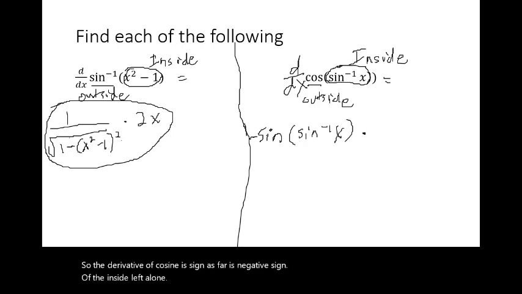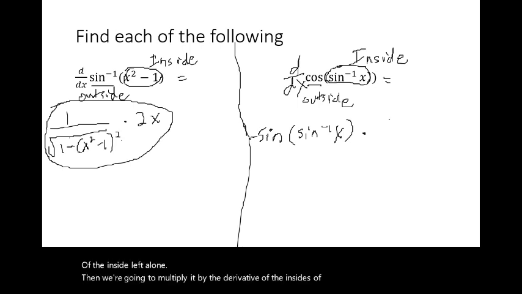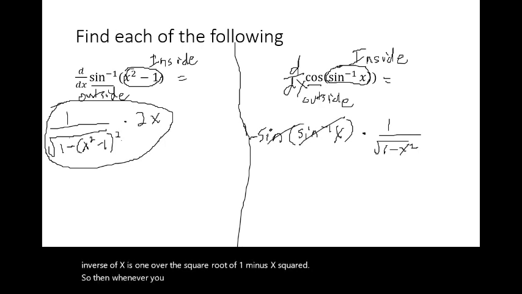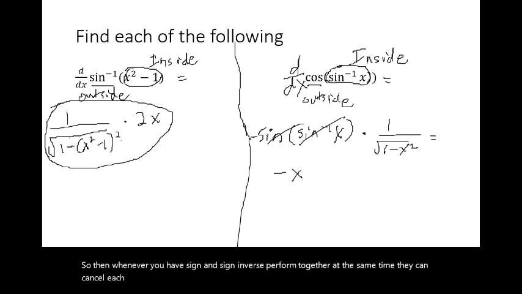Then we're going to multiply it by the derivative of the inside, so the derivative of the sine inverse of x is 1 over the square root of 1 minus x squared. So then, whenever you have sine and sine inverse performed together at the same time, they can cancel each other out, leaving you with negative x over the square root of 1 minus x squared.